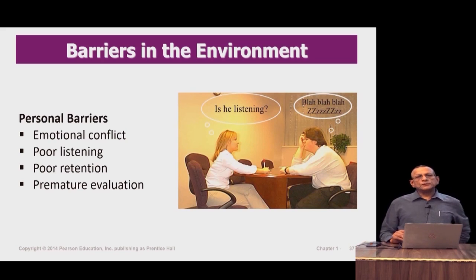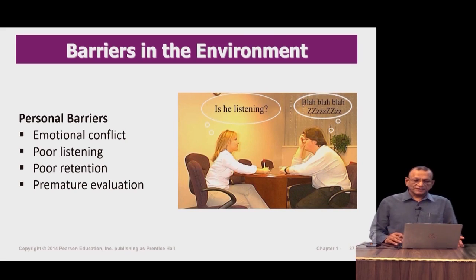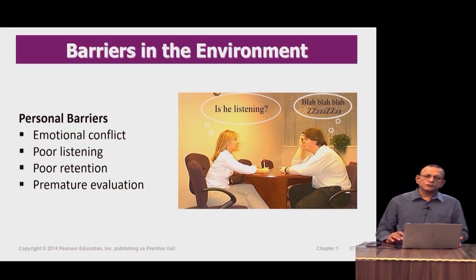You are unable to retain whatever facts or incidences the other person has shared with you. So how would you be able to respond? So poor retention is also going to cause a barrier. And finally, premature evaluation. You are not in a position to understand, listen thoroughly, allowing the other person to complete his or her expression or the sentence or the paragraph or the narrative. And before the conclusion of the other person, you are jumping to something like evaluating quickly, premature evaluation.